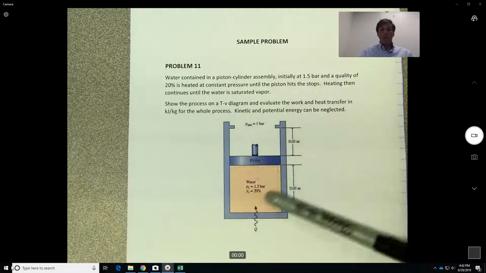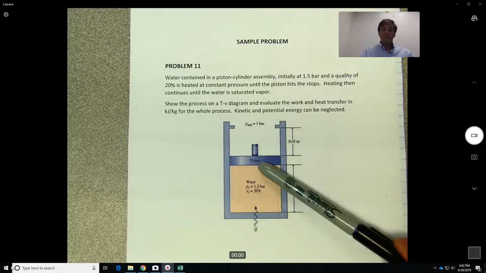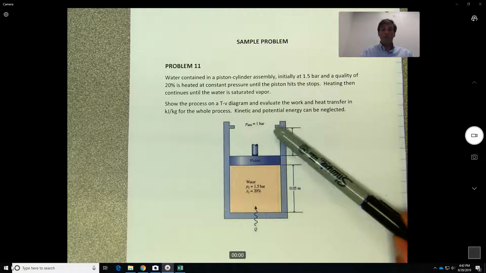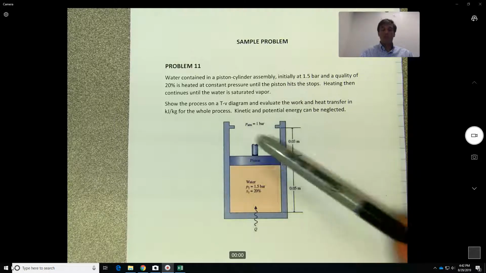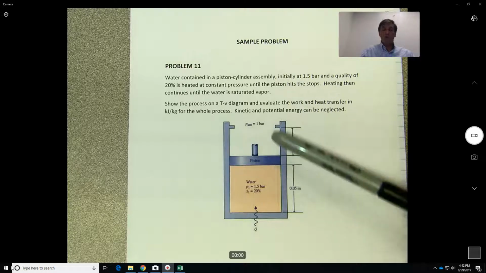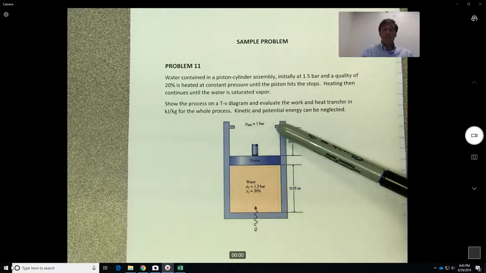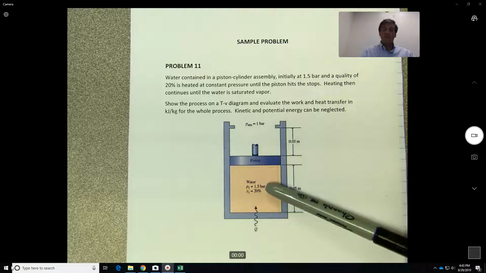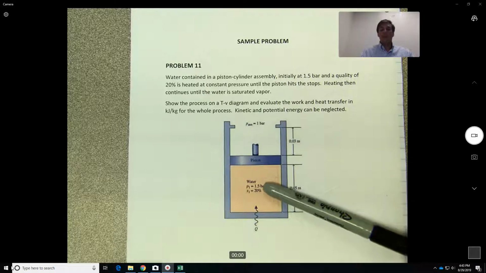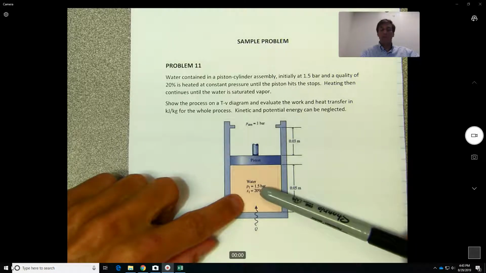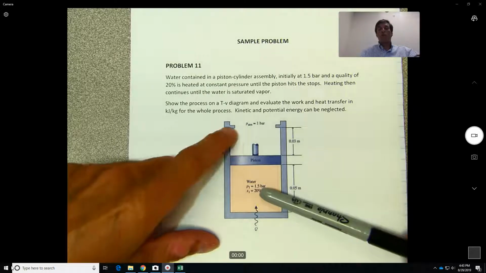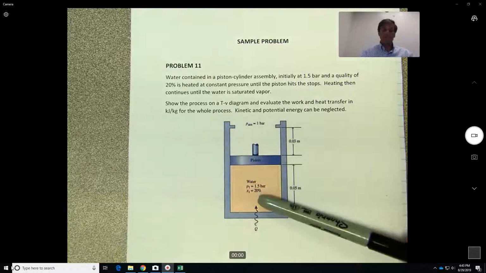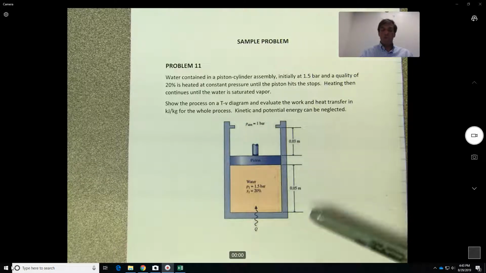It means that as you heat, the piston is free to move up to the point when it's going to touch the stops. So up to this point, until it gets to the stops, you can say that this process is constant pressure, because as the gas or the water here expands, this will move up, so the pressure will be constant inside. Okay, so that would be my first observation just by looking at this problem.